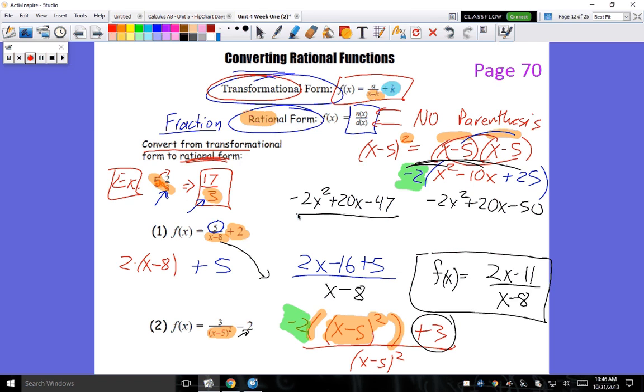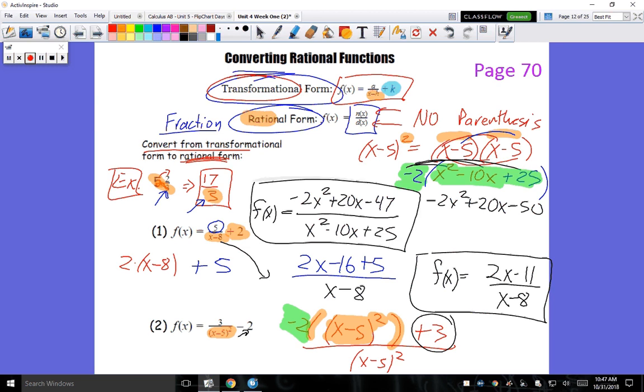Distribute, right? We have to simplify x minus 5 squared. So x minus 5 squared, we remember from our work before, gave us this part. So that distribution will be x squared minus 10x plus 25. And this is f of x. Now let me ask you.